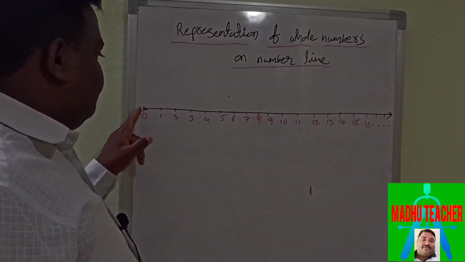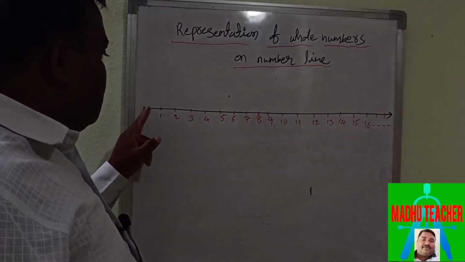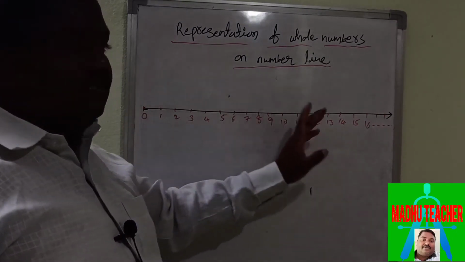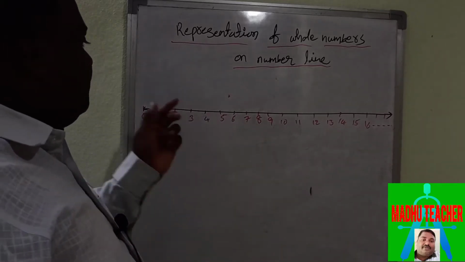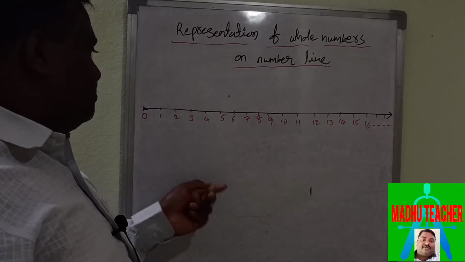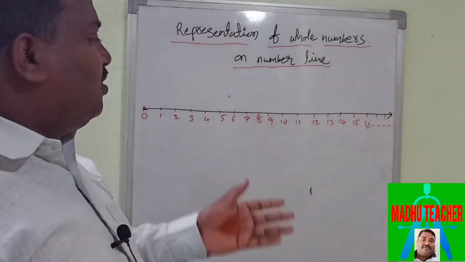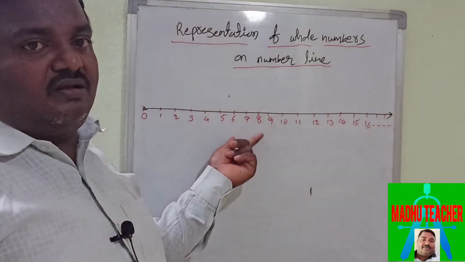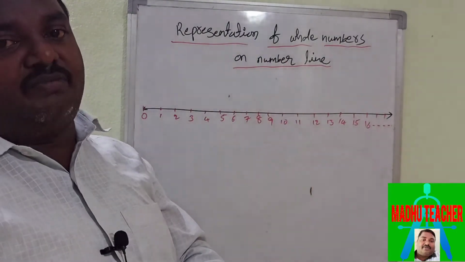Mark 0 at a point, that is the starting point. Mark as many points as you wish with equal distance. You should maintain equal distance. This is the representation of a number line. By using this number line, let us see how you can add two numbers.